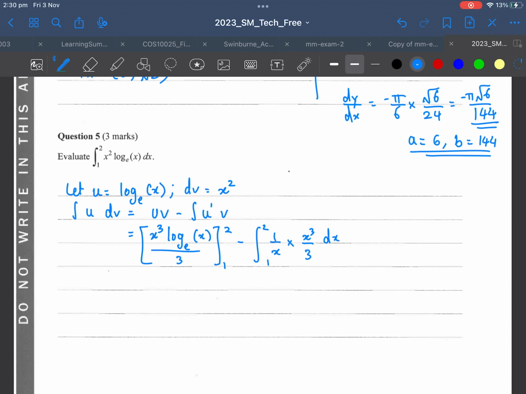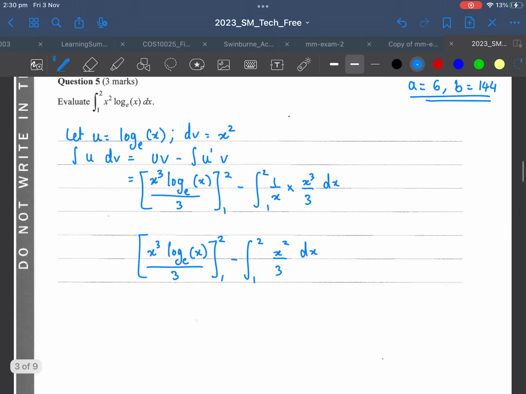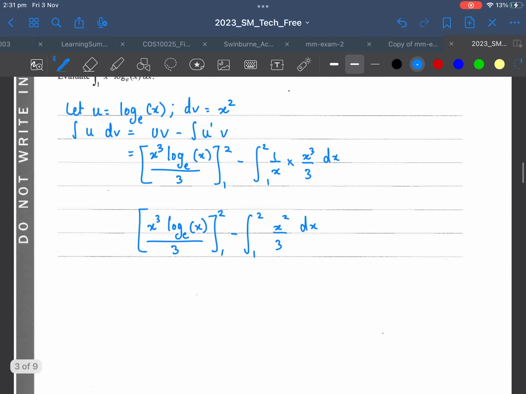So ultimately that would become x cubed log base e of x divided by 3, from 1 to 2, minus the integral from 1 to 2 of x squared on 3 dx. So now I'm just going to integrate this, so this will become x cubed on 9, from 1 to 2.